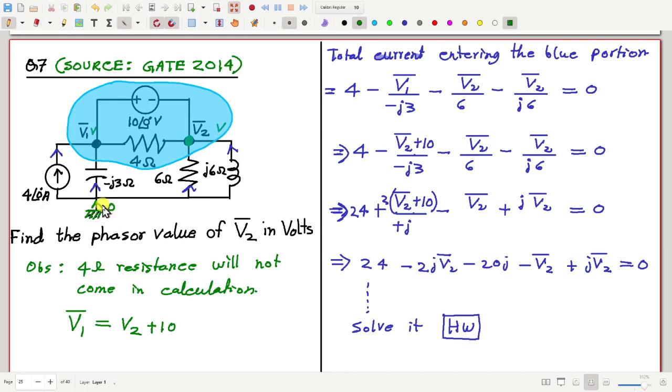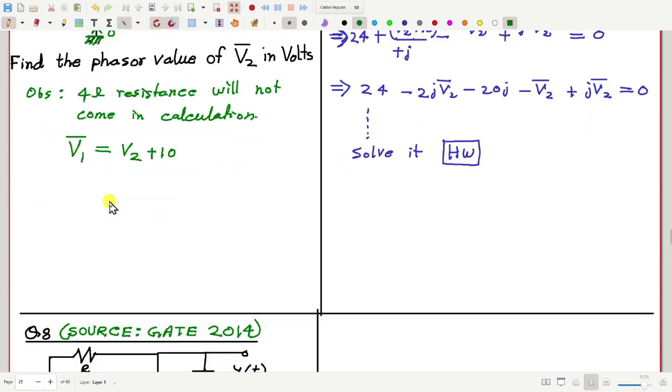Okay, sir. So now you can actually verify this. Once you get the value of V2, you put the value of V2 here and add those currents to see whether that is 0 or not. Anyway, there is no other return path, so it should be 0.